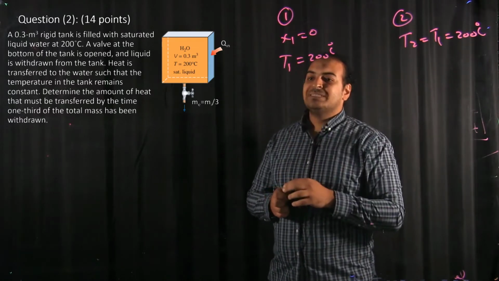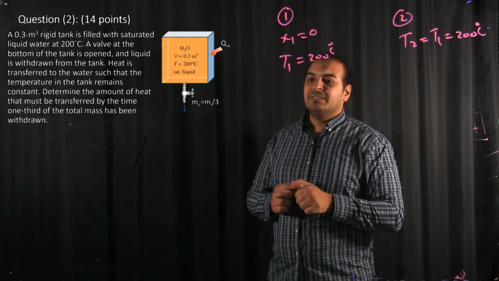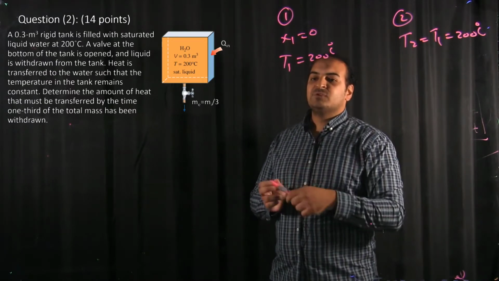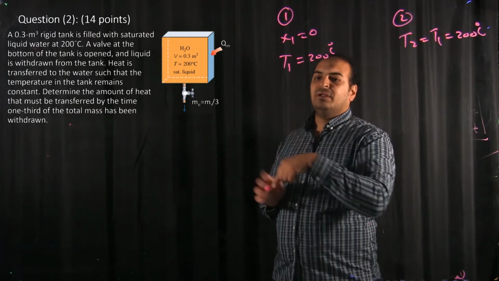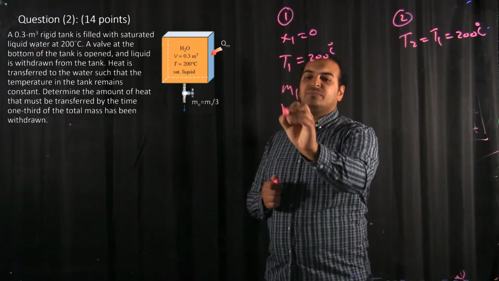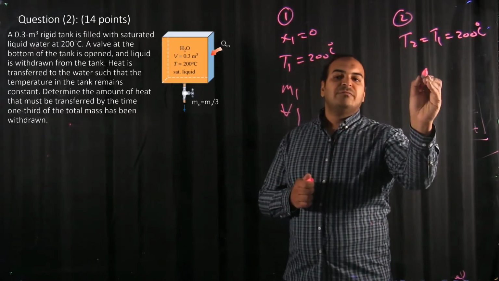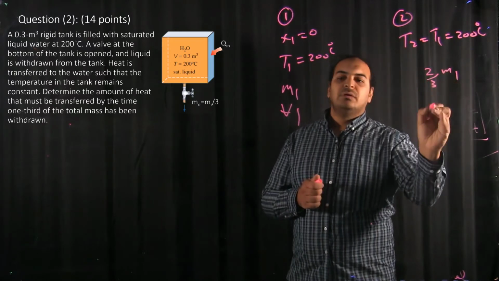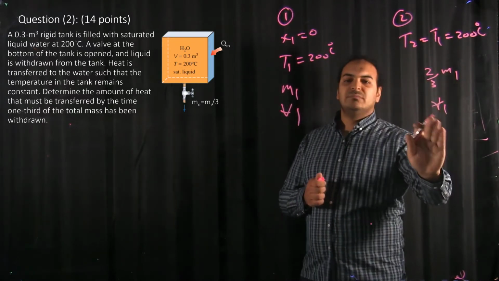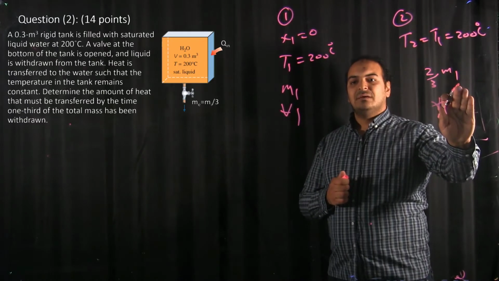Joule here, because it's an unsteady open system. Determine the amount of heat. 1/3 of the mass escapes. So the mass here was M1. Initially we have M1, V1. Finally, we have 2/3 M1. We have V1, so the same volume, but with lower mass, as some mass escaped.